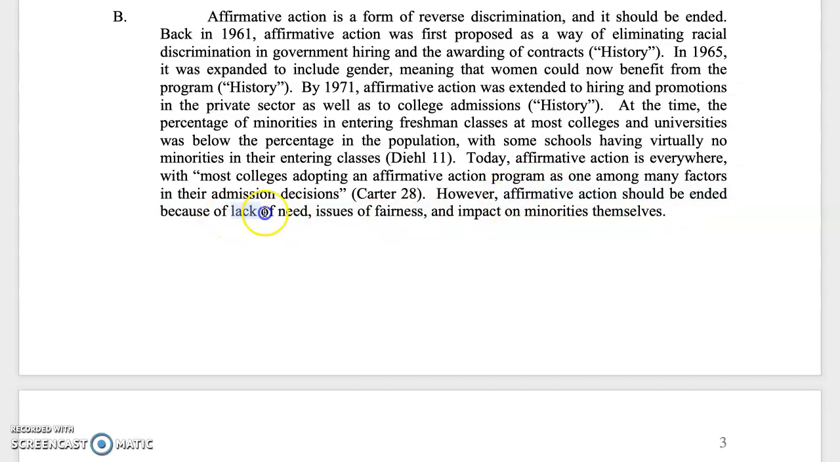And then it gives the reasons, and the reasons are very vague. Lack of need, issues of fairness, impact on minorities themselves. I can't tell what that means. What is lack of need? Need what? What is the issue of fairness? What exactly is the impact on minorities? So the reasons aren't specific enough for me to understand them.